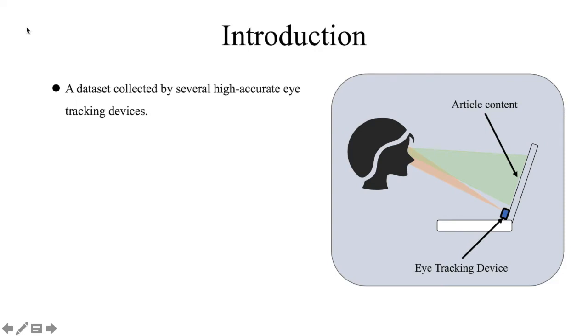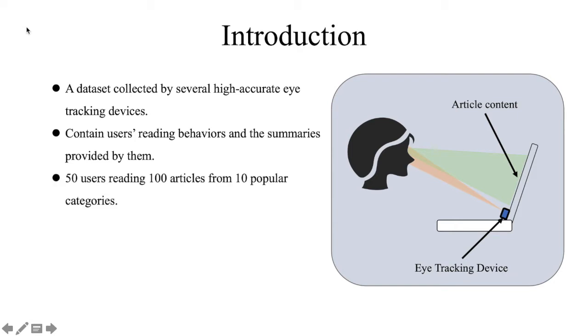At first, I will give a brief introduction to our work. The dataset is collected by several high-accuracy eye-tracking devices. The picture on the right is a schematic diagram of the process of collecting gaze behaviors. The dataset contains both users' reading behaviors and the summaries provided by them. Our collection platform works continuously while 50 users read 100 articles and compose the corresponding summaries for each article.